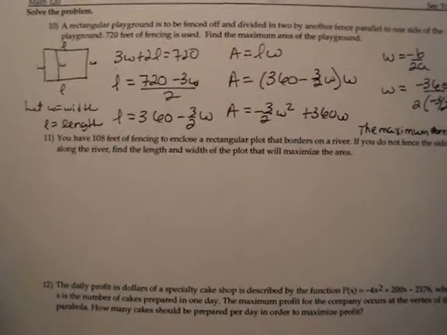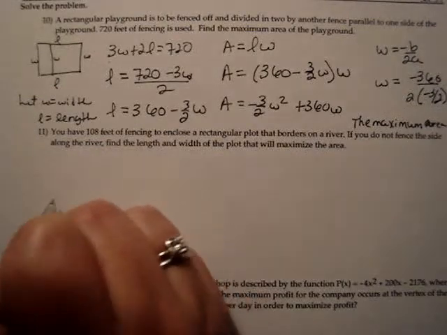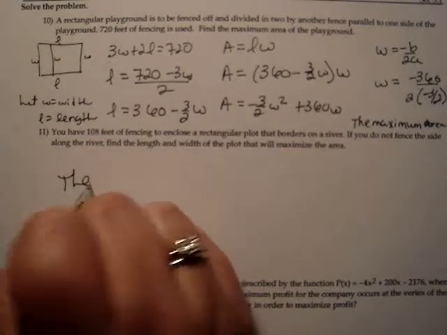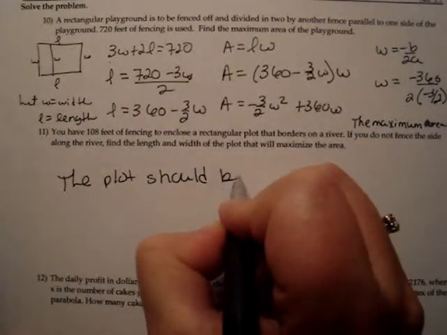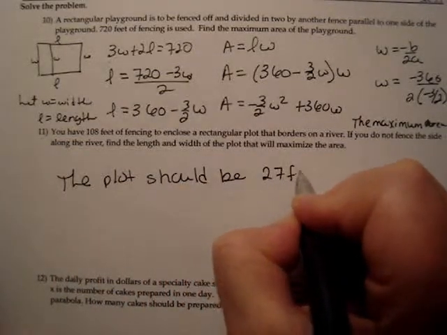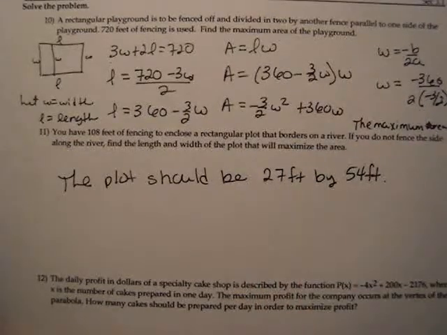So now, on my nice handout here, I'm going to write my answer in a complete sentence. It should say, the plot should be 27 feet by 54 feet. And that's how I want to see your answer, of course, along with all that work that you showed there.